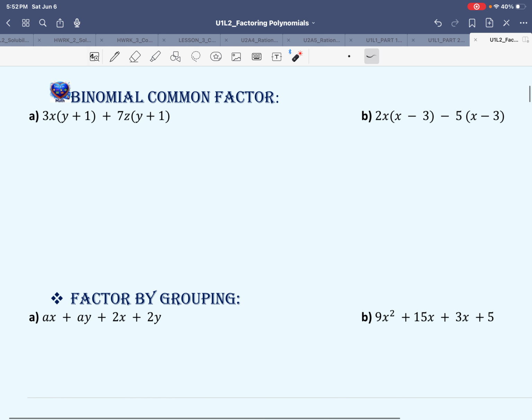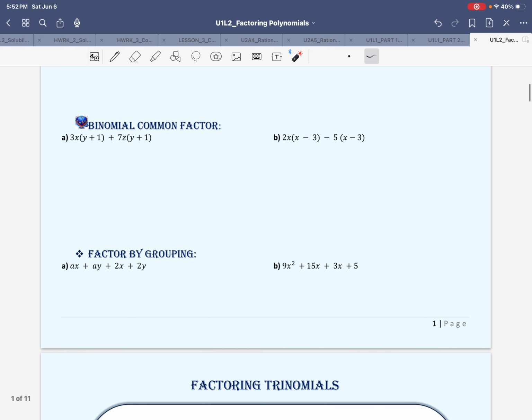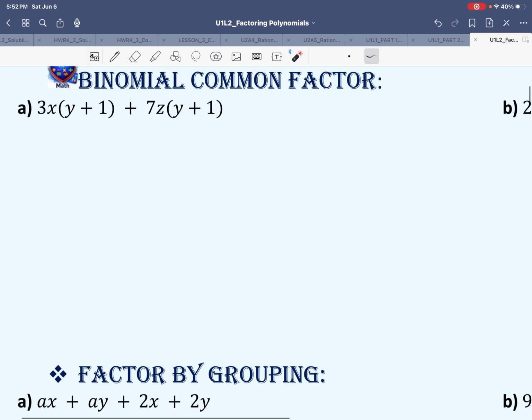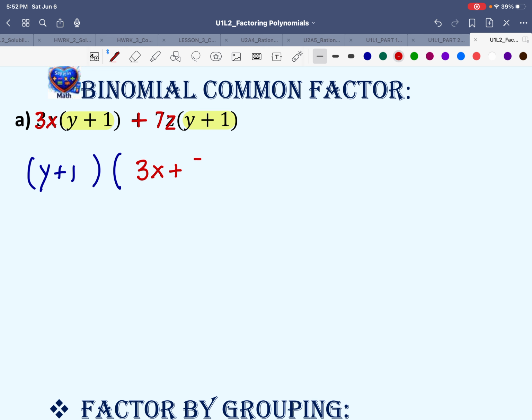So next we're looking into binomial common factor. As you can see here in our examples, we had all monomial common factors. And this time we're looking at binomial common factor, which is a very good skill to develop, especially when factoring bigger polynomials. So as you can see here, we have this product and this product. And in these products, the binomial is common. I'm going to highlight this one in here. As you can see, y plus 1 is common. So I will take this out and I will write the rest of the expression. So what's left in here is 3x and a 7z. So that's exactly what I'm going to write in the second binomial. And we're done.